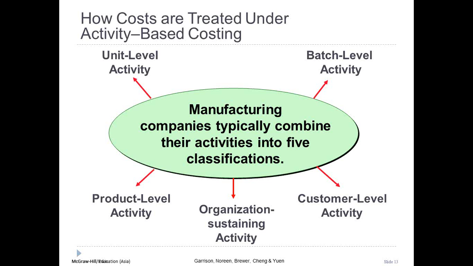Customer-level activities relate to specific customers and are not tied to any specific product. For example, sales calls and catalog mailings would be customer-level activities. Organization-sustaining activities are carried out regardless of which customers are served, which products are produced, how many batches are run, and how many units are made. For example, heating a factory and cleaning executive offices are organization-sustaining activities.